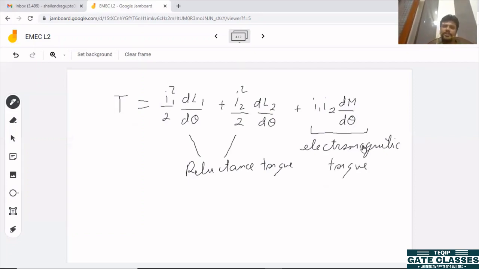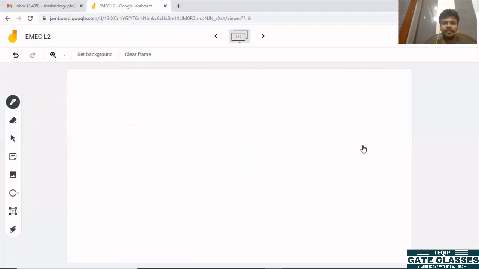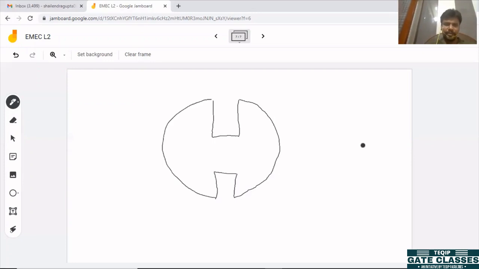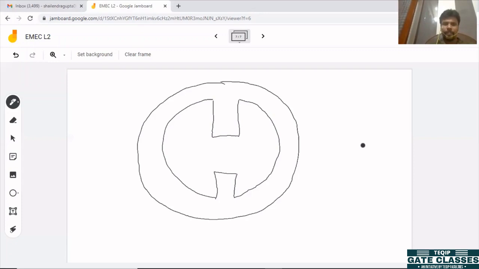To understand this reluctance torque and electromagnetic torque, we should take a physical machine that is having salient pole at the stator and salient pole at the rotor. So consider this as to be the stator, and we will assume a salient rotor as well. Okay, so we will be having a winding on the stator.